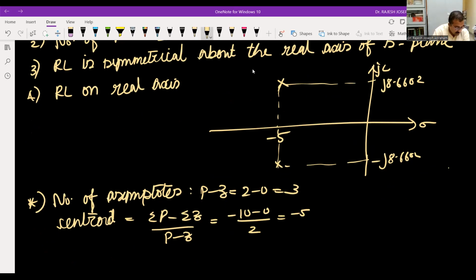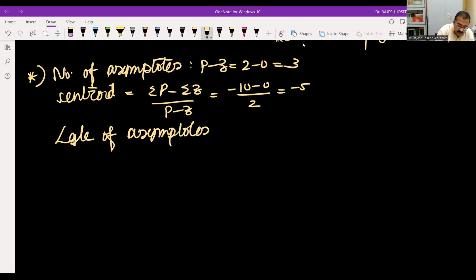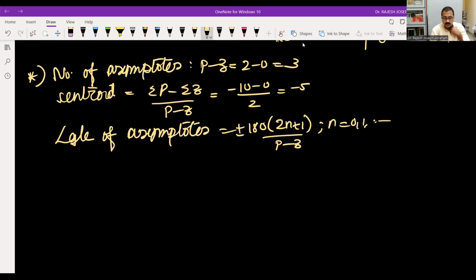Okay, so here it so happens that our centroid is at minus 5. Now, next is the angle of asymptotes. How to find that? Plus minus 180 into 2n plus 1 divided by P minus Z. Put n equal to 0, 1, 2, etc. So you put n equal to 0. P minus Z is 2. That means you will get plus minus 90 degrees.